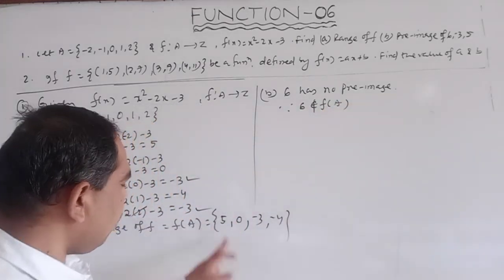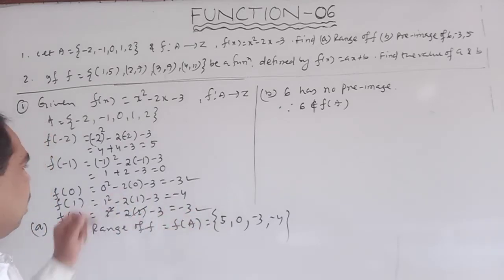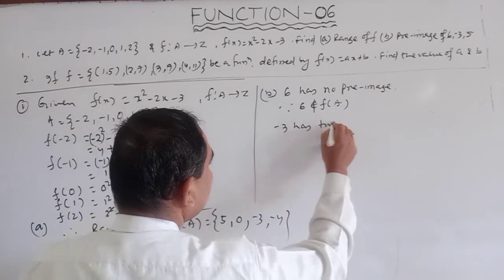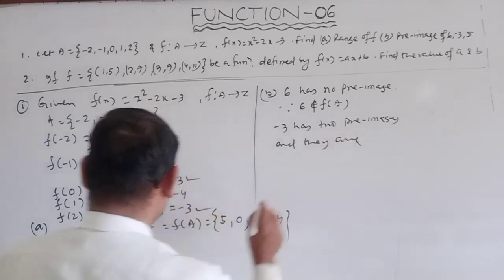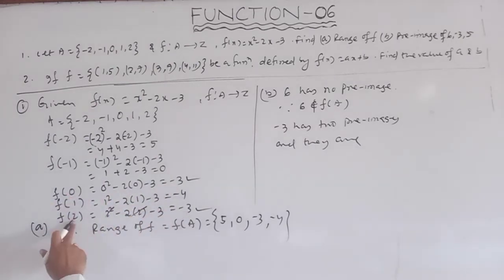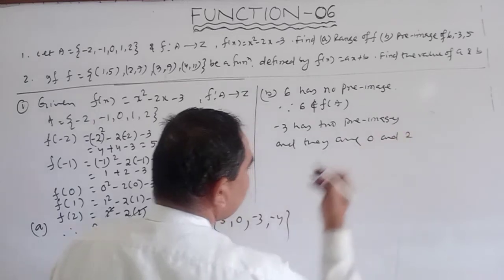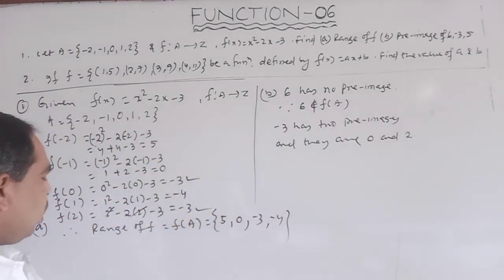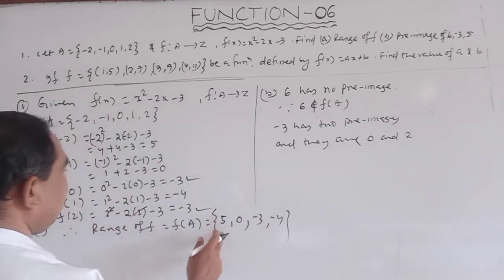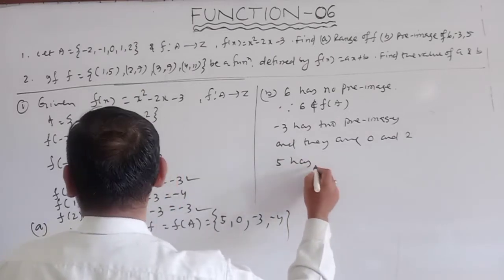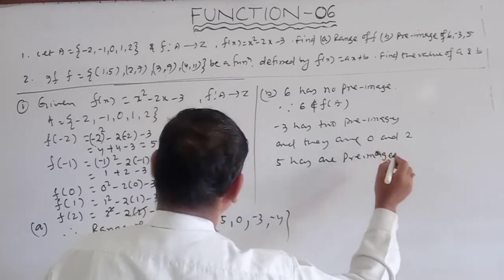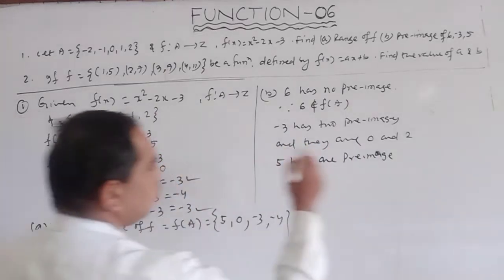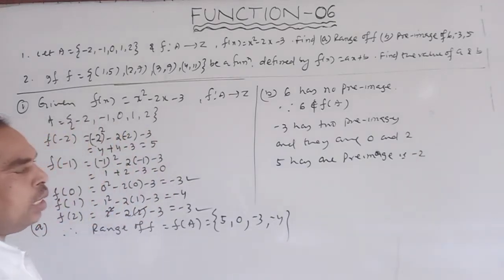Next, minus 3 has 2 pre-images, and they are 0 and 2. Next, 5 has 1 pre-image, that is minus 2. So the pre-image of 5 is equal to minus 2.